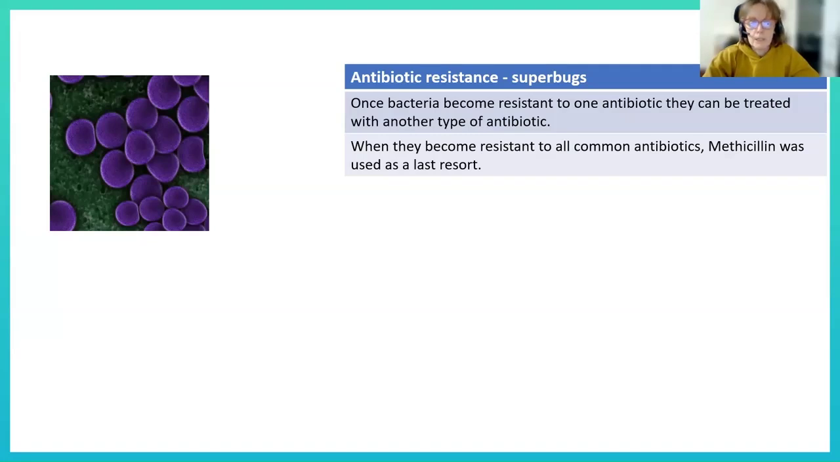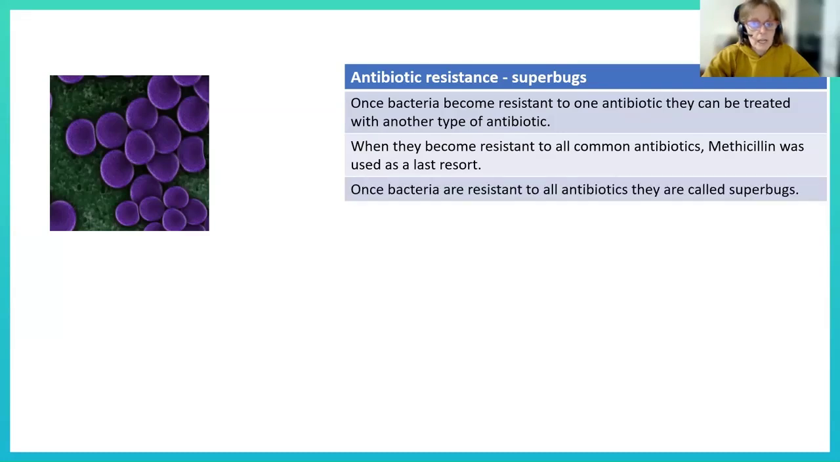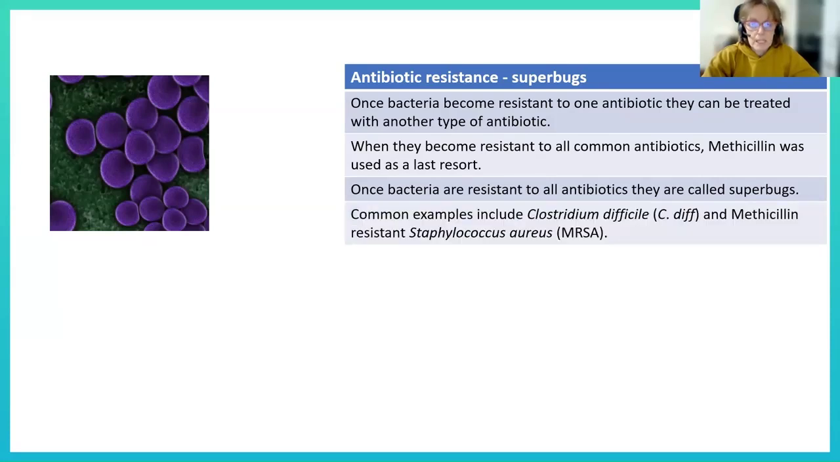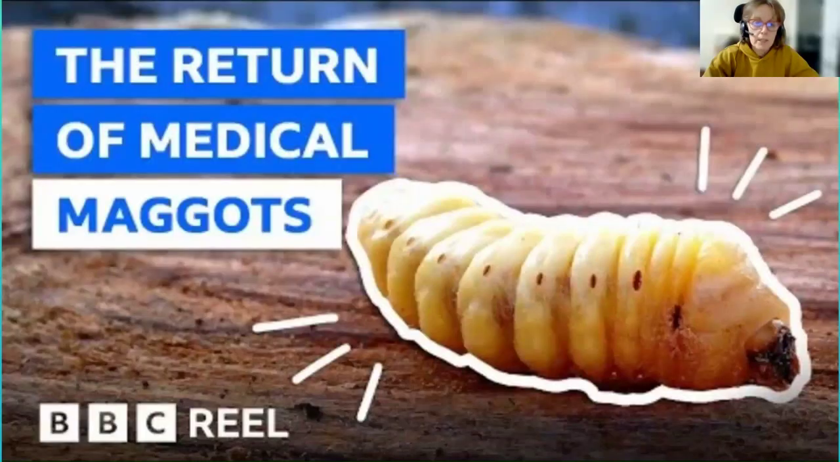But anytime we design a new antibiotic or find a new antibiotic, the bacteria will mutate to overcome that antibiotic. When bacteria become resistant to all the common antibiotics, we try and treat them with methicillin. It's used as a last resort. And once they're resistant to all antibiotics, we call them superbugs. There are some examples like C. diff, Clostridium difficile, which is a really common hospital-acquired infection. We were talking about nosocomial infections, hospital-acquired infections, last session. And also MRSA, methicillin-resistant Staphylococcus aureus, is another hospital-acquired infection.